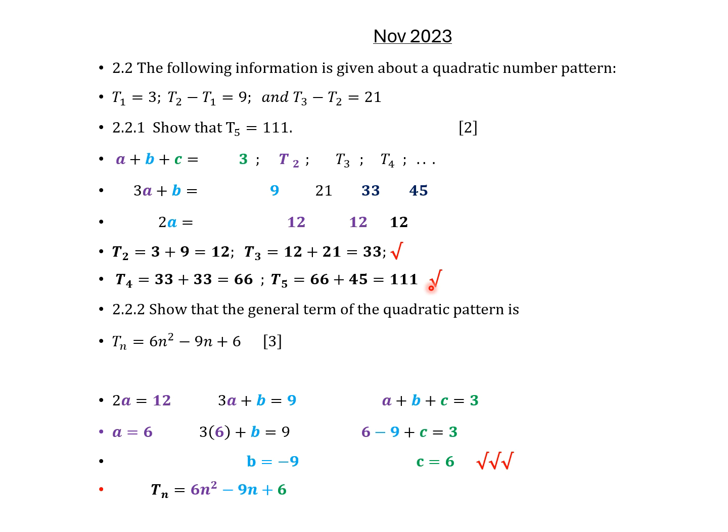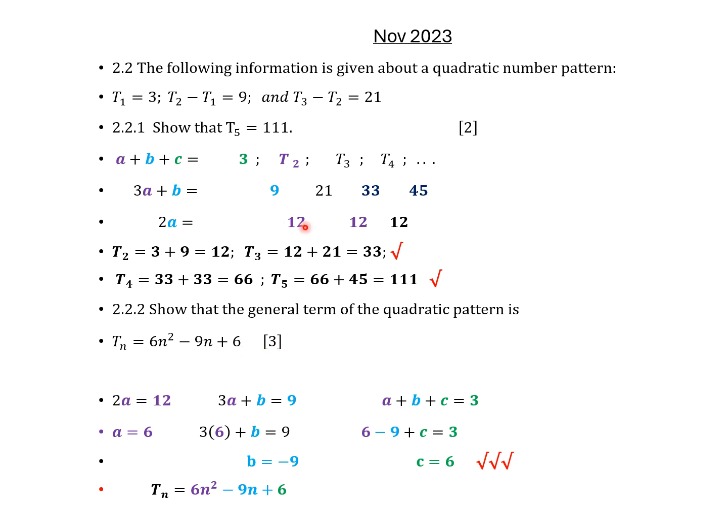I hope you follow. So I just said 3 plus 9, 12. 12 plus 21, 33. 33 plus 33, 66. 66 plus 45 gives me 111. Now they say show that the general term of the quadratic pattern is Tn equals 6n squared minus 9n plus 6 for 3 marks.